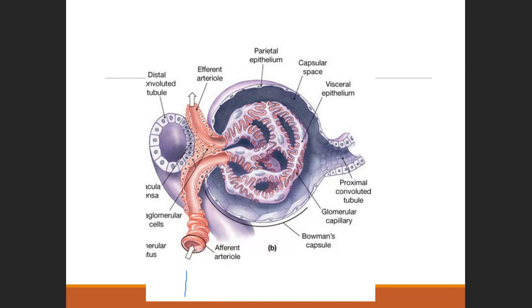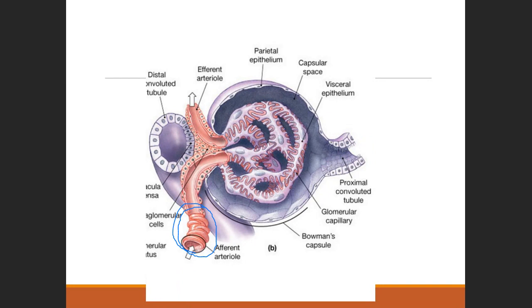More pressure, greater force pushing fluid through the glomerular wall. When blood pressure goes up, smooth muscle of the afferent arteriole is going to constrict.